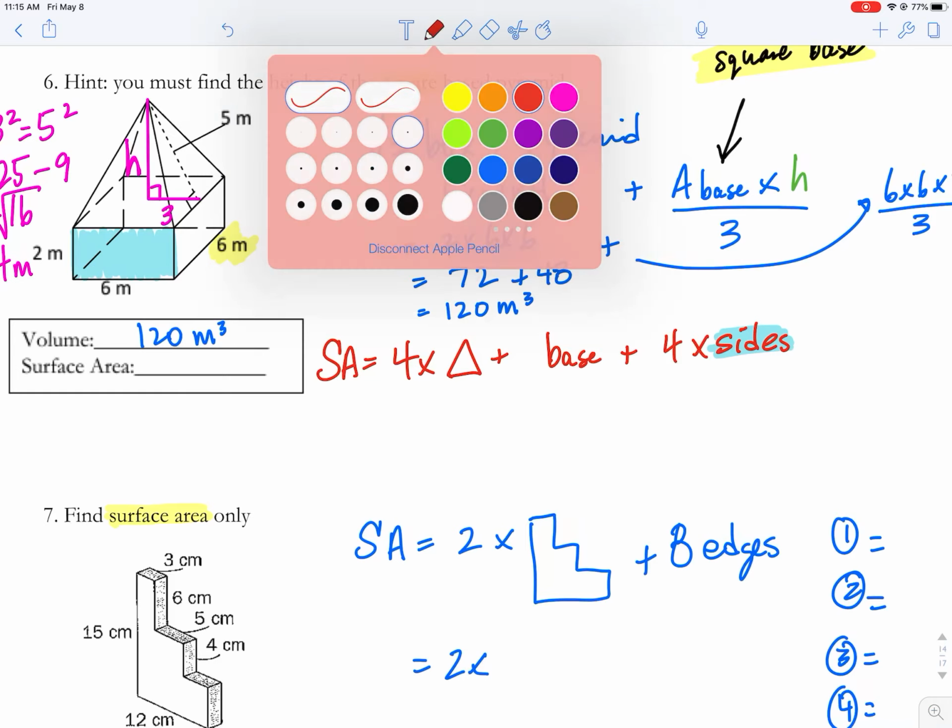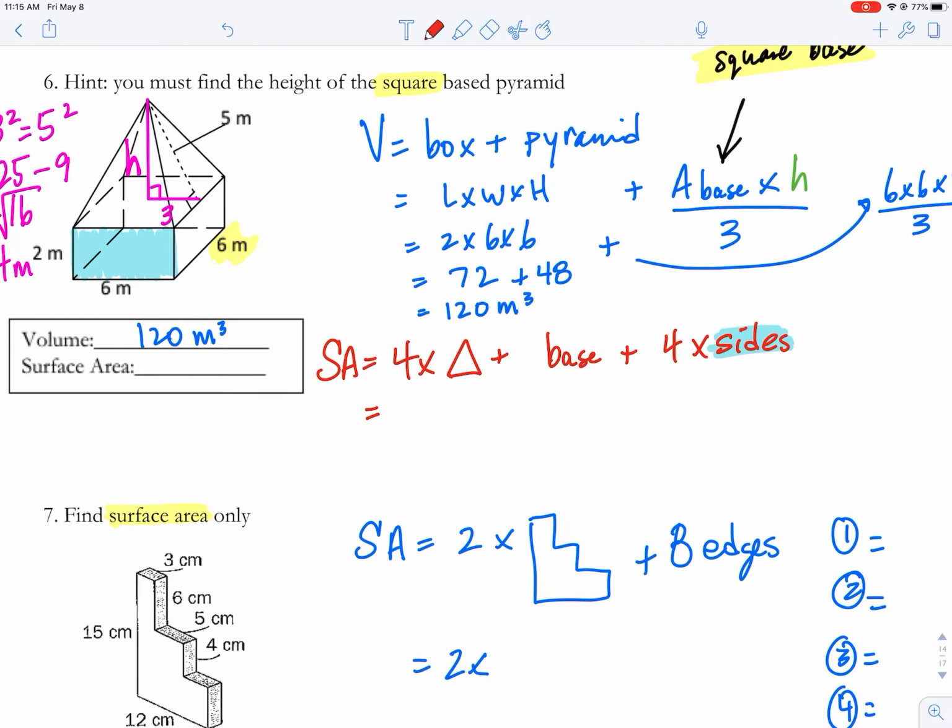So when we're figuring out the surface area here, for each one of my triangles, if I were to draw it out, the height is 5. It's that height there, and the base is 6. So the area of a triangle is going to be base times height, 6 times 5, divided by 2. So 30 divided by 2 is 15.